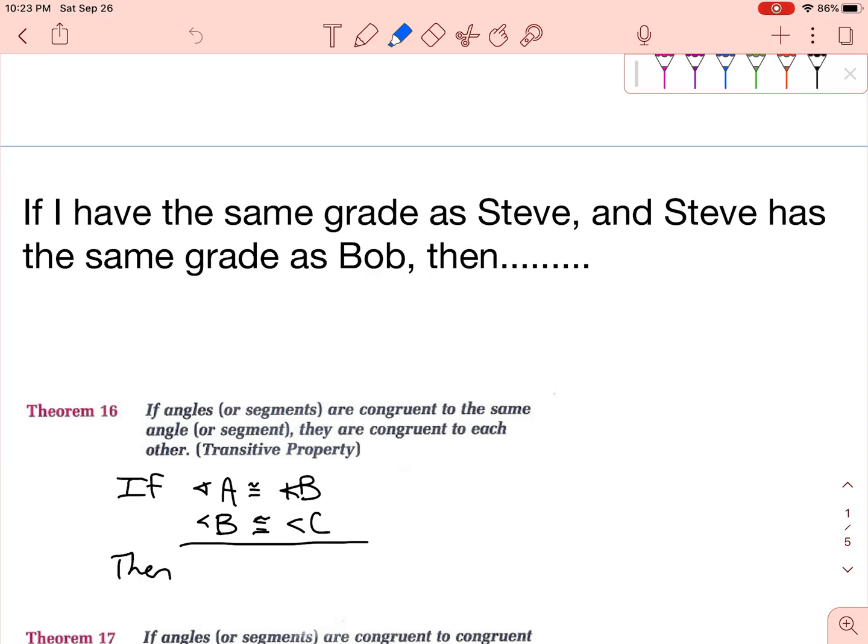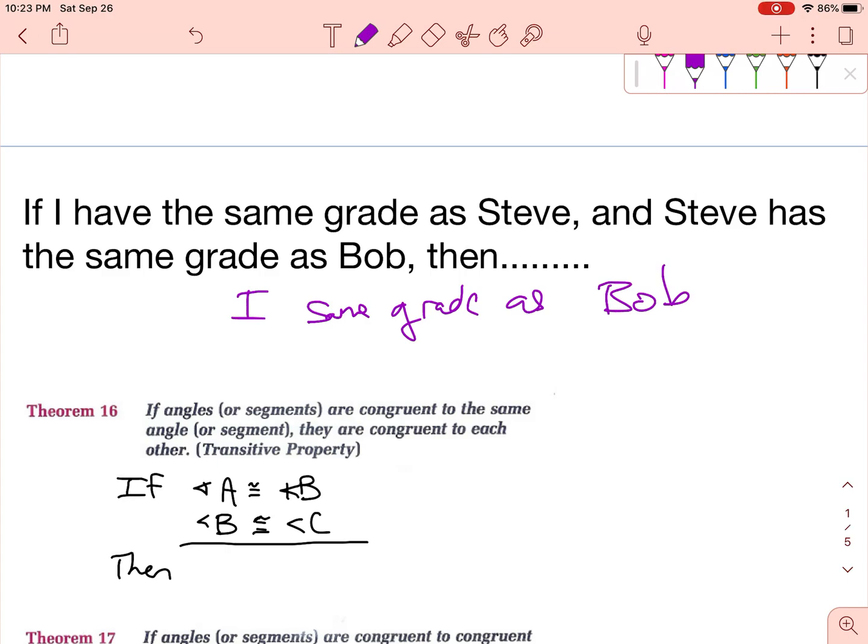If I have the same grade as Steve, and Steve has the same grade as Bob, then I have the same grade as Bob, okay? That is the transitive property, okay? The transitive property, you guys should have learned about this in, I think, 3rd grade probably.